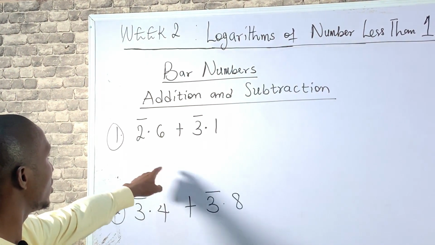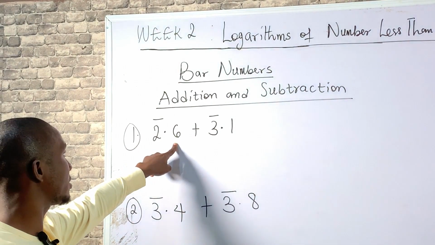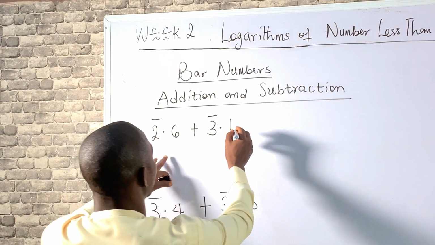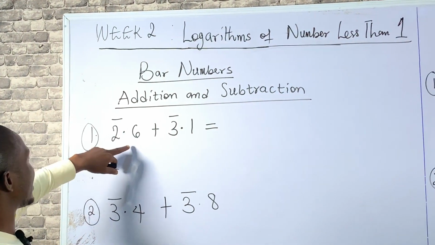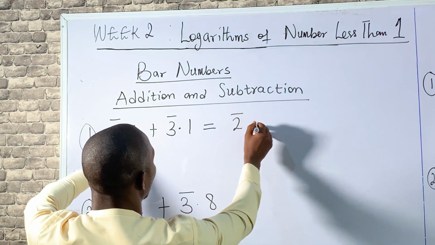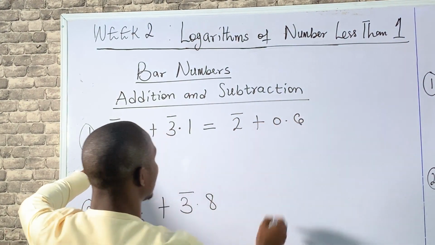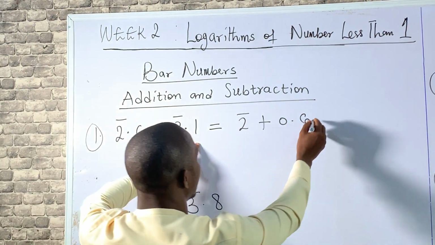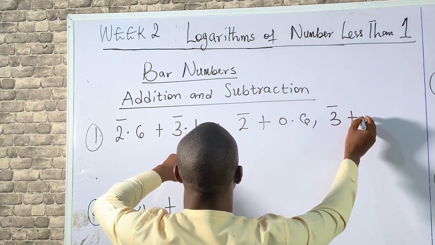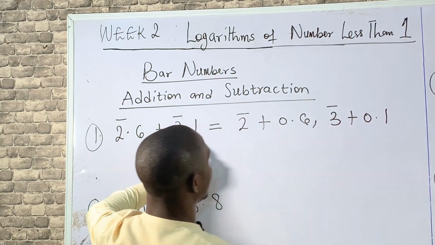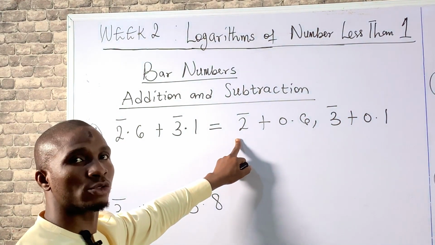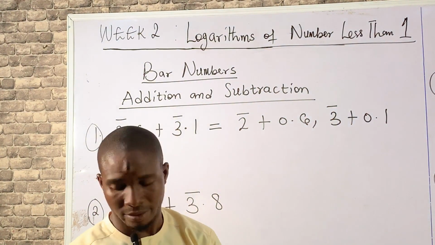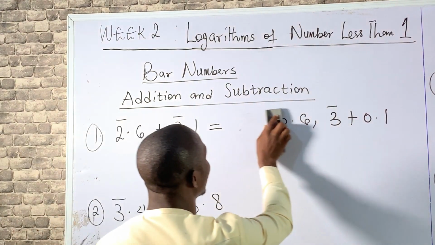So let's look at this. This means bar 2.6 plus bar 3.1. How can we do that? What bar 2.6 means is bar 2 plus 0.6. That's what it means. And also what bar 3.1 means is bar 3 plus 0.1. Bar 2 is the same thing as saying minus 2. Bar 3 is the same thing as saying minus 3. Now, let's arrange it one after the other.